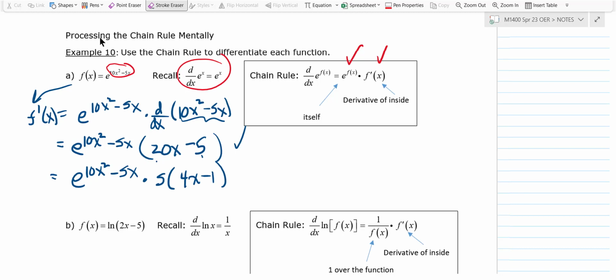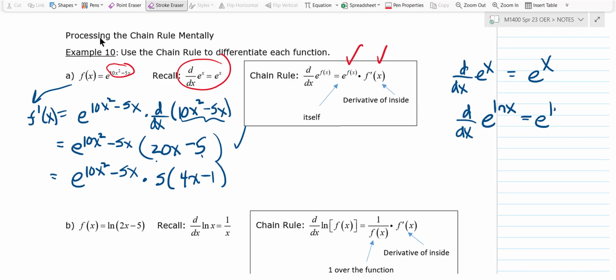So when this pops up, what you all want to try to learn when you're learning the chain rule is there's always a basic rule. We know the derivative of e to the x is itself. But if I change that x to something else, like if I was doing the derivative of e to the ln x, here's how it goes. It's itself, right? But it's times the derivative of the exponent, which is what?